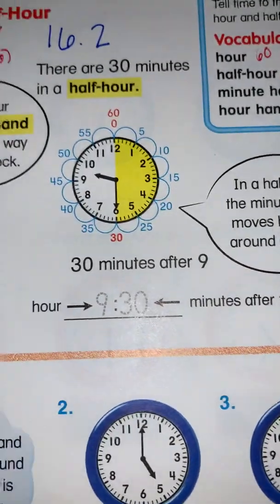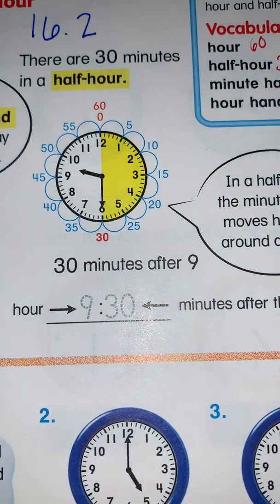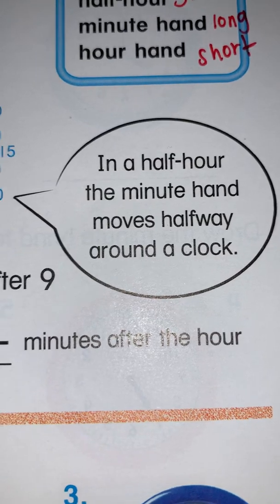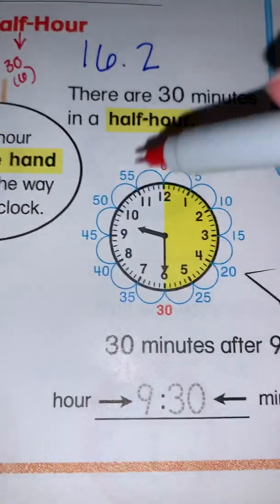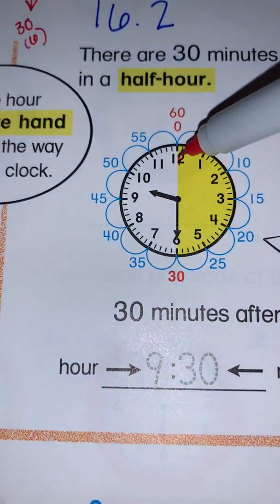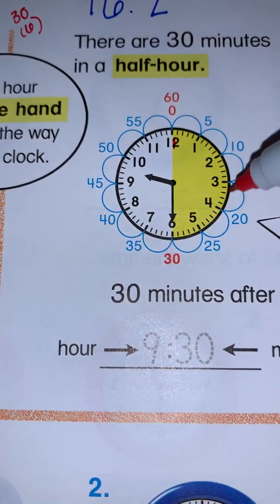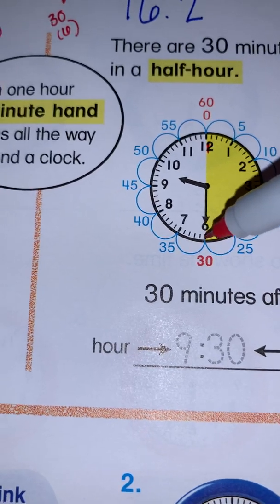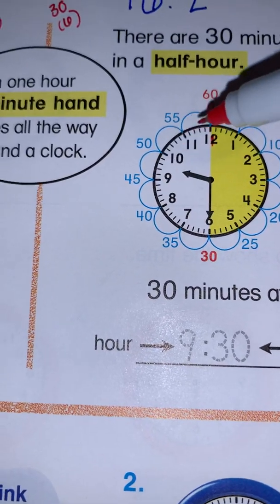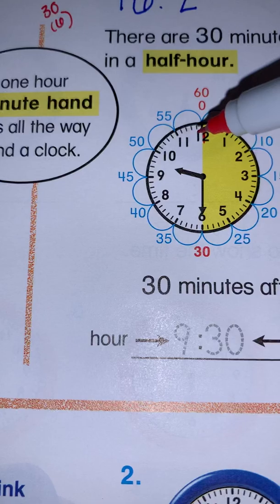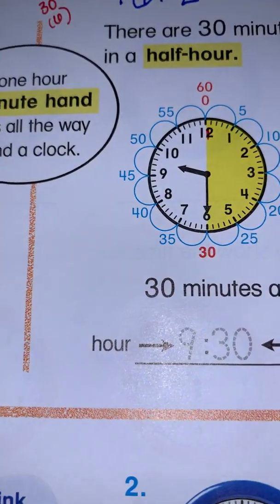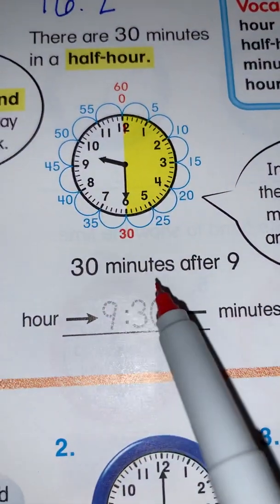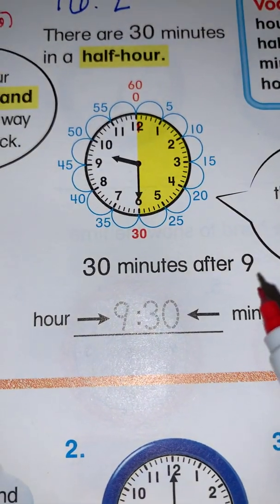Over here, there are 30 minutes in a half hour. In a half hour, the minute hand moves halfway around the clock. So the minute hand, if it starts here, right, that would be a half an hour. Or if it starts here and goes back up, that would be a half hour, as long as it's moving halfway around the clock. So this is 30 minutes after 9.